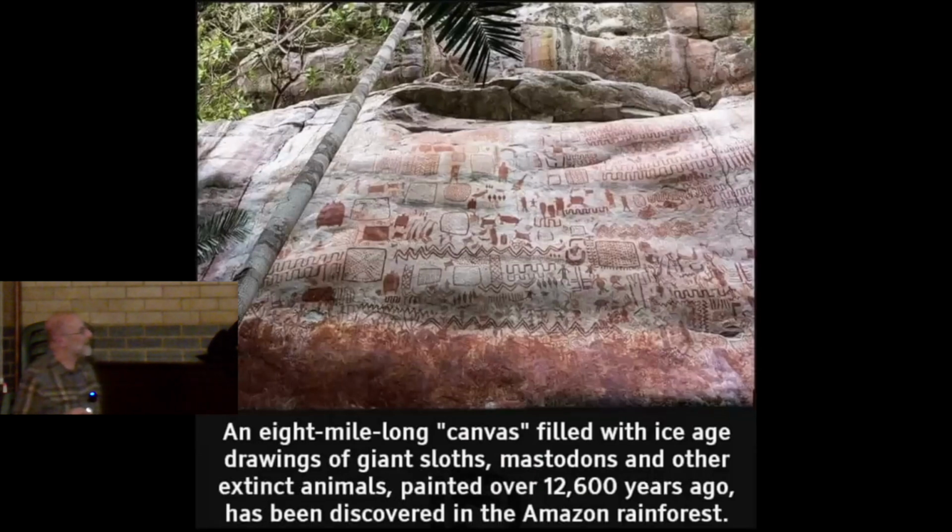I'll just end with this huge 8-mile-long canvas, inverted commas, with Ice Age drawings of giant sloths and so on, that survived in the Amazon rainforest for 12,600 years using a series of ochres that's just recently been uncovered. Thank you.